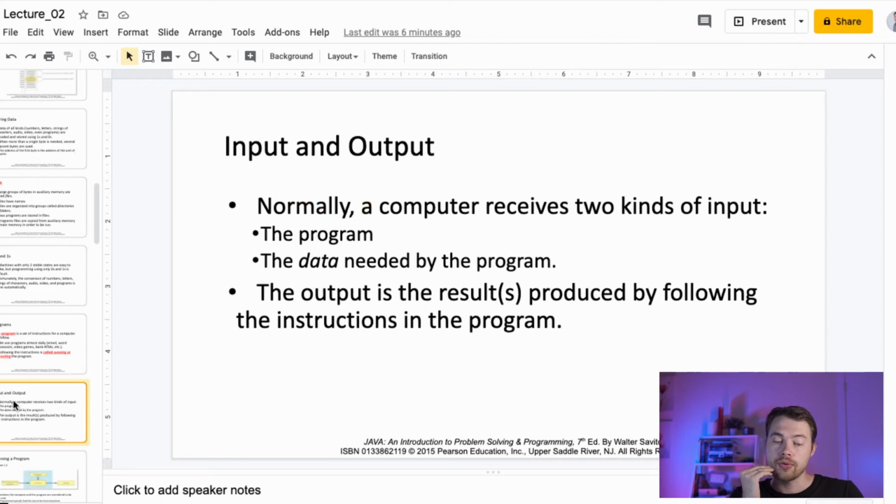Input and output. Normally, a computer receives two kinds of input: the program and the data that is needed by the program. For example, if I'm writing code which is going to add two numbers together, I need to write the program first, and the computer also needs to receive those two numbers to add them to each other. The output is the result produced by following the instructions in the program.